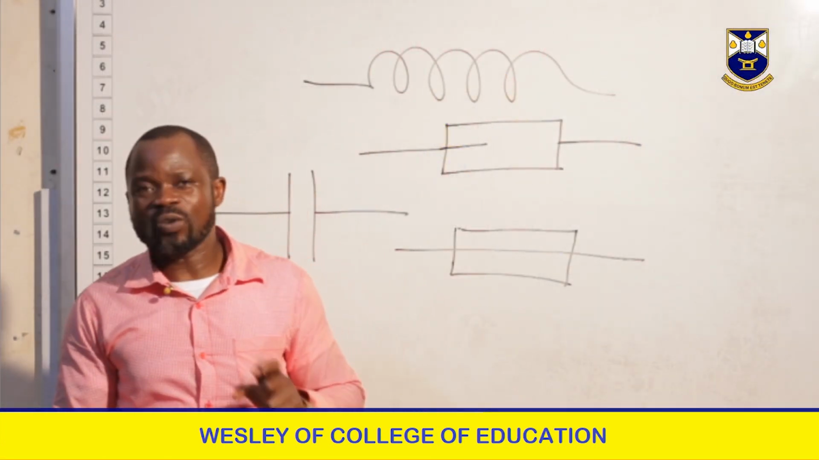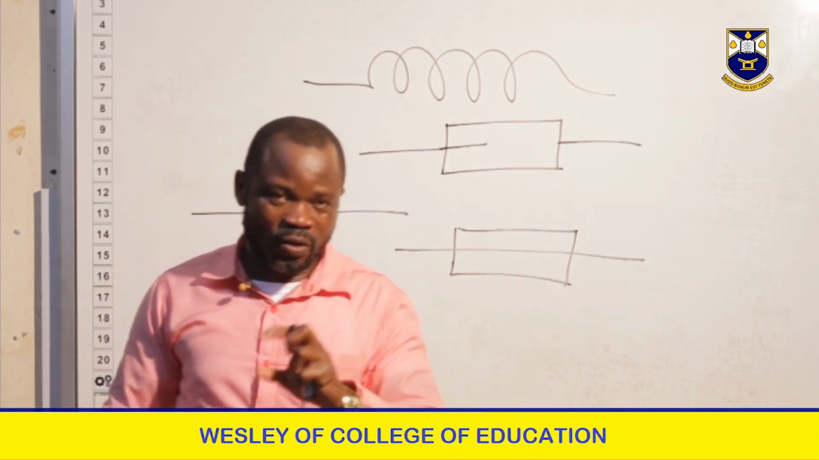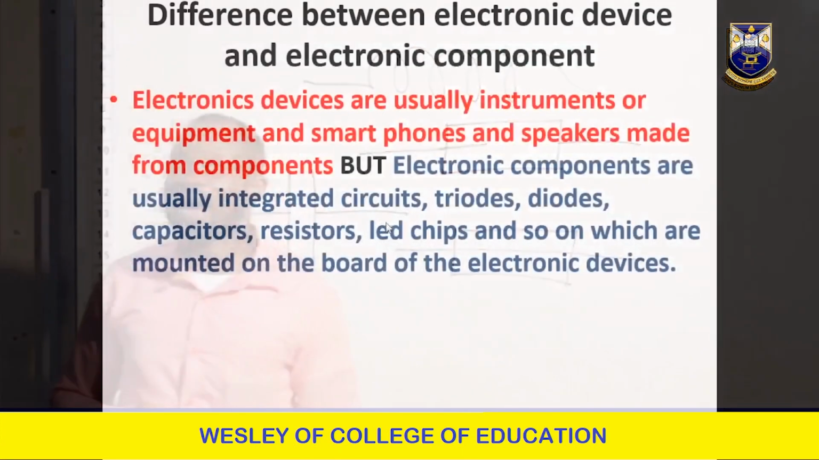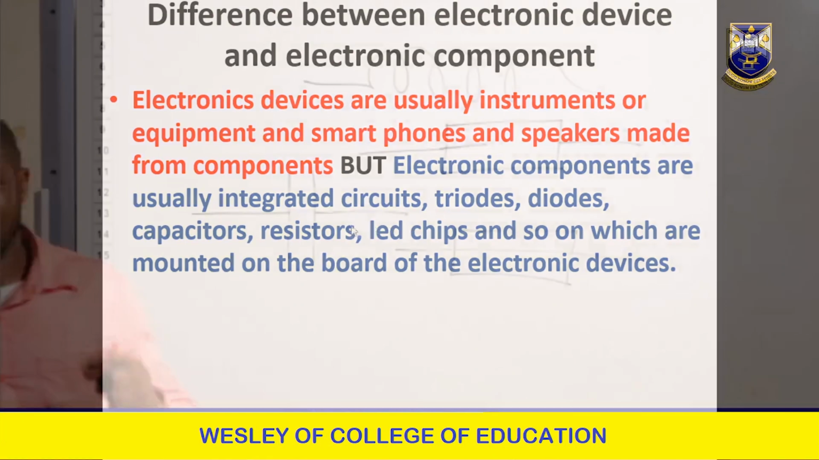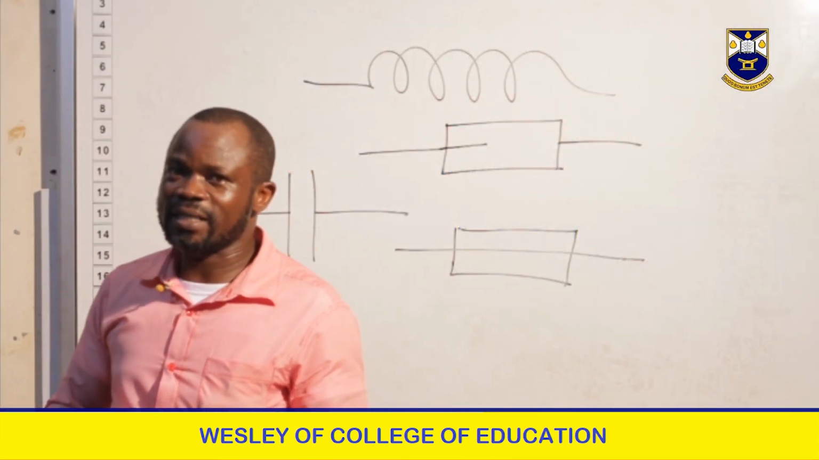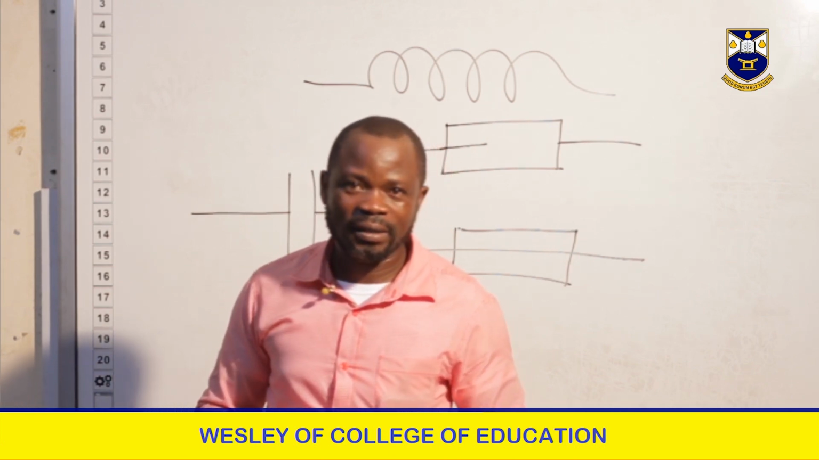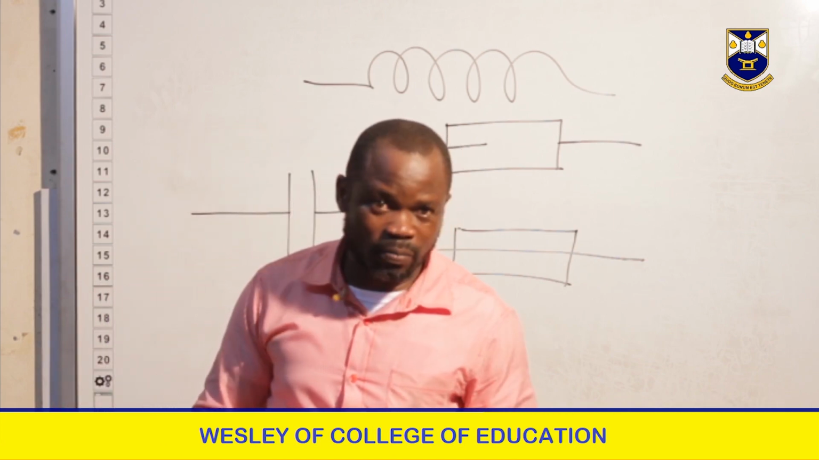We may distinguish between electronic devices and electronic components, as has been said already. The components are inside the devices. So take note, devices are usually instruments, smartphones and speakers, so many of them. But the components are usually integrated circuits, triodes, diodes, capacitors, resistors, LED chips, and so on and so forth. Take note, they are mounted on integrated circuit boards, which sometimes people call a motherboard.